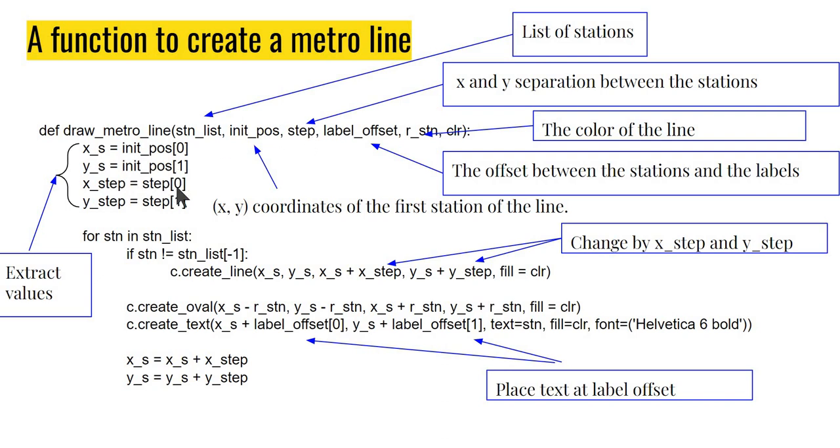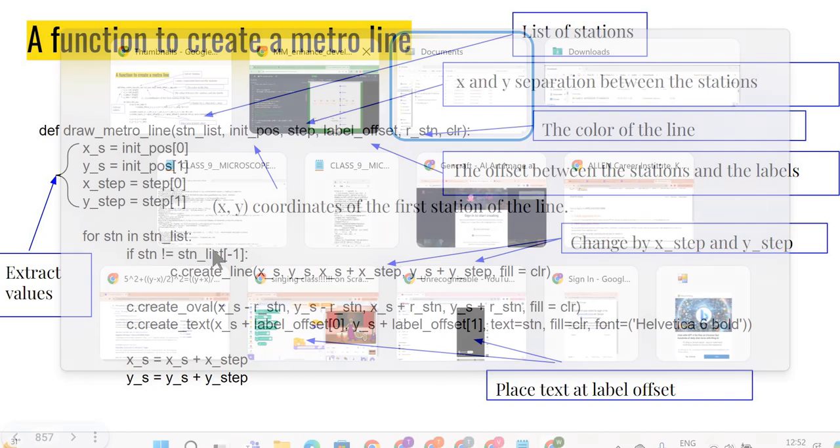So I say, x step is step 0, y step is step 1. And then I tell how far away should these labels be. So now label offset is again a list, 0 and 1, so label offset on the x side and the y side. And finally, the radius of the station and the color of the line. So you can see that this will generalize this. This part of the logic is pretty much what we had done earlier. So let's just do this first, and then we'll see how this becomes quite useful.